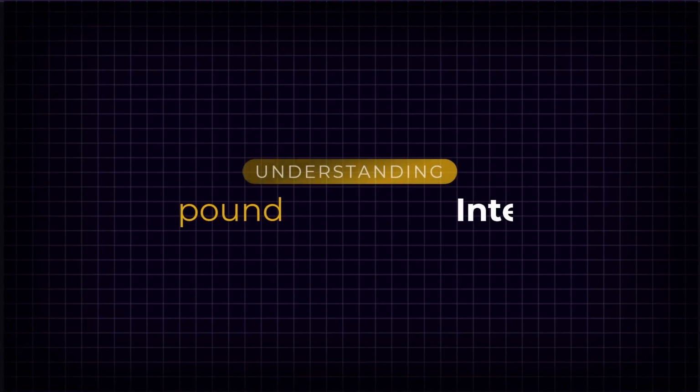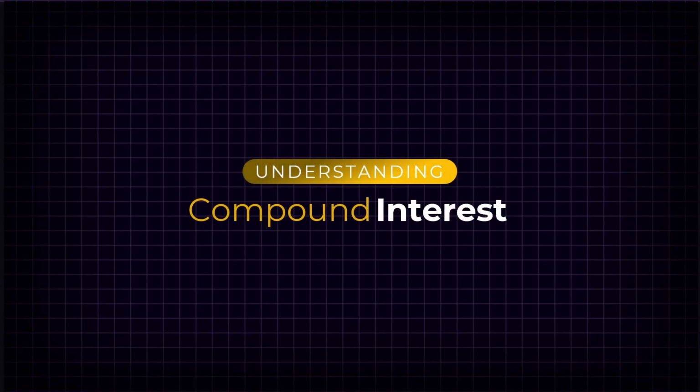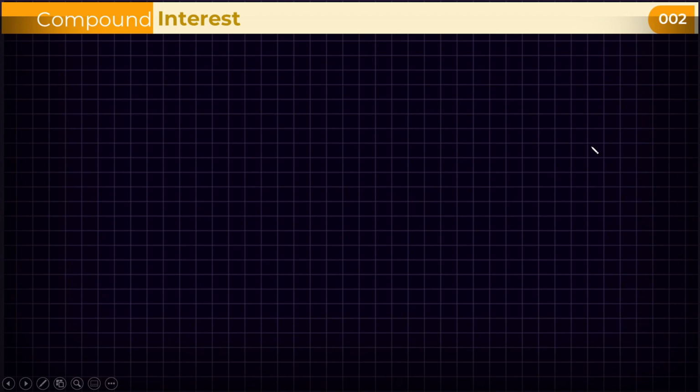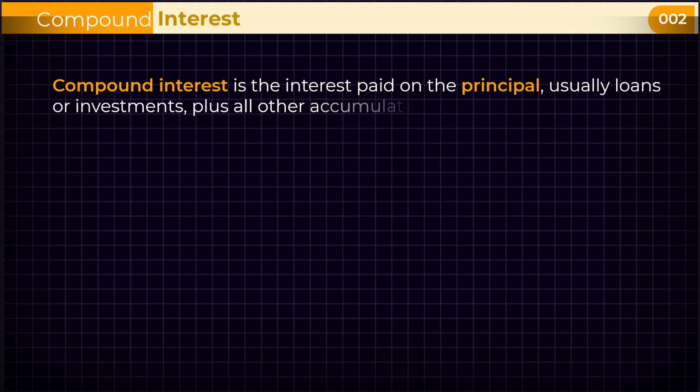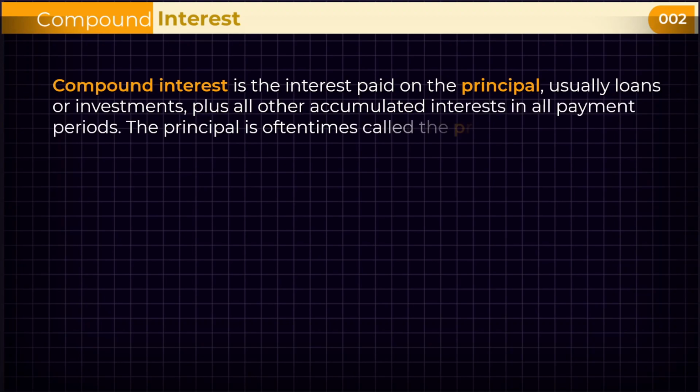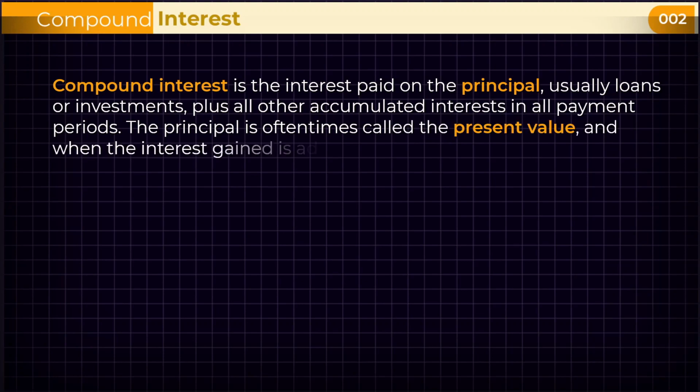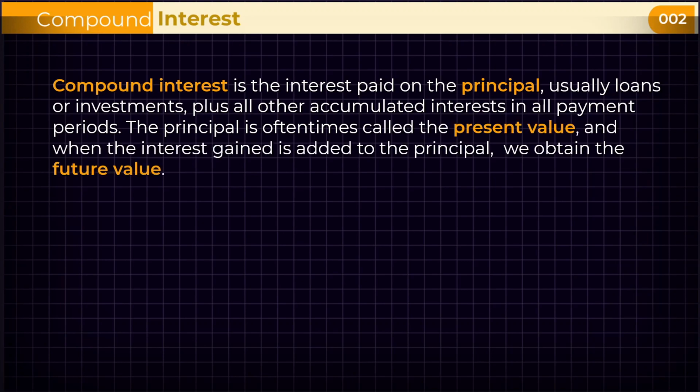So we're going to talk about compound interest. Compound interest is the interest paid on the principal, usually on loans or investments, plus all other accumulated interests in all payment periods. The principal is oftentimes called the present value, and when the interest gained is added to the principal, we obtain the future value.